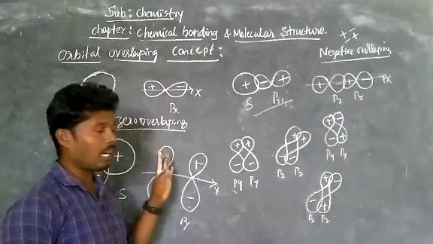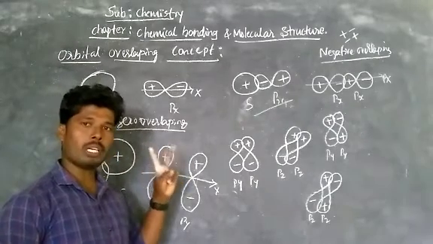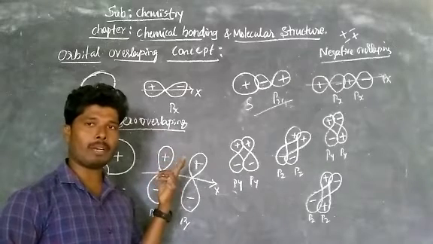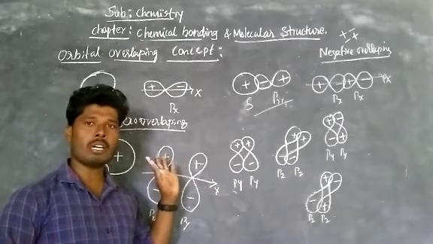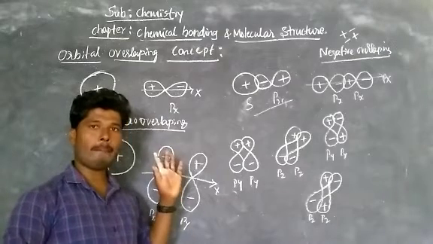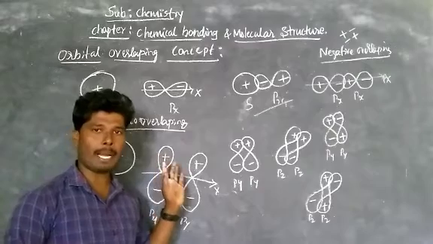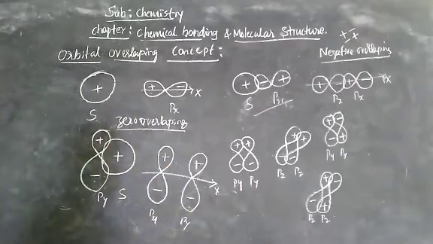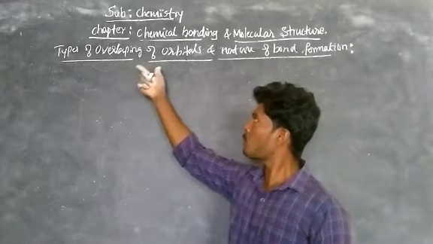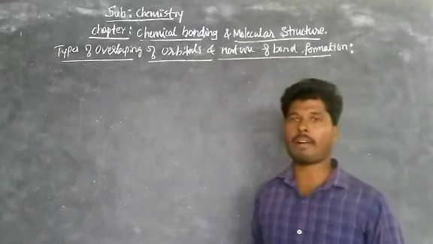Okay, observe or learn here. Understand, we are learning only s and p orbital overlapping. Still there are d and f orbital overlapping that you learn in higher classes. Okay, now take the overlapping of s and p orbitals and forming of sigma and pi bond concept. Now we are going to learn the types of overlapping of orbitals and the nature of bond formation.